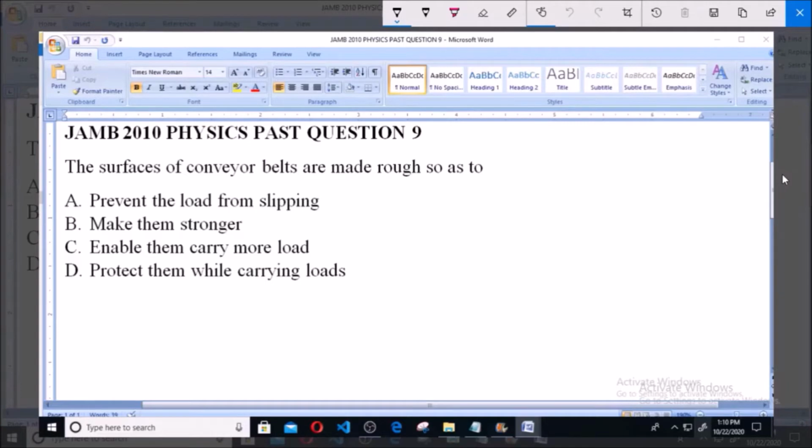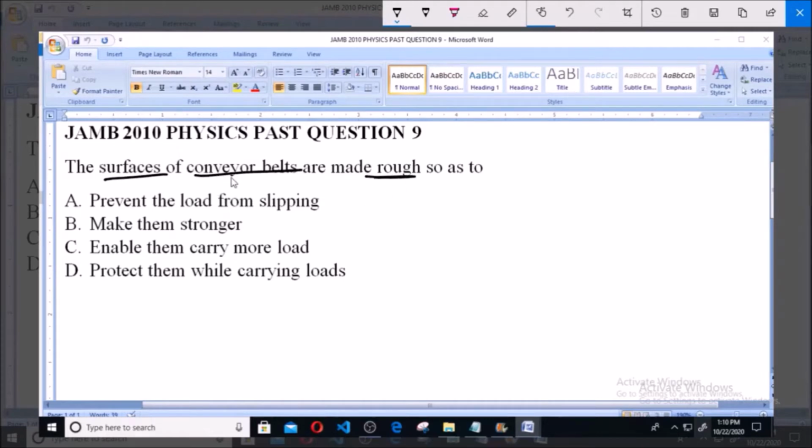The surfaces of conveyor belts are made rough so as to: A. Prevent the load from slipping, B. Make them stronger, C. Enable them carry more load, D. Protect them while carrying load. So we are asked the reason why the surface of conveyor belts are made rough.